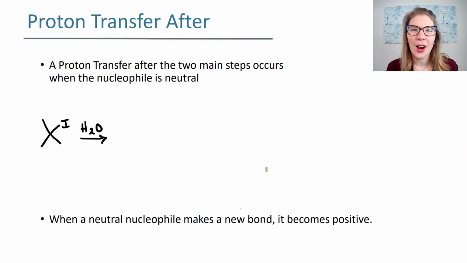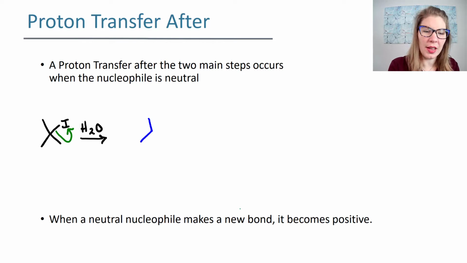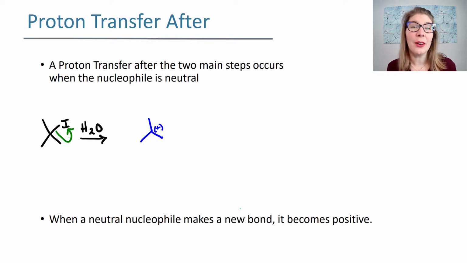I want to end our discussion with looking at proton transfers after the two main steps for SN1 mechanisms. After those two main steps, if you have a neutral nucleophile, you're going to see a proton transfer at the end. Let's draw those first two main steps. The iodide is your leaving group, and it is going to leave. When that leaves, you then have a carbocation, and your water is going to be not only your solvent, but also your nucleophile. When you have your water be your solvent and your nucleophile, that has a special name. It's called a solvolysis reaction.